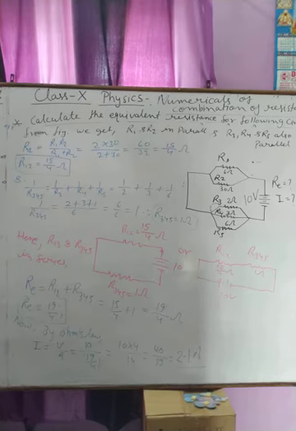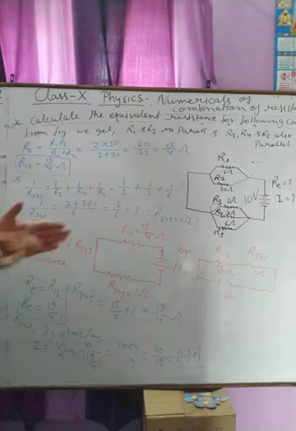This is how to solve the problem based on the combination of circuit. Okay student, I am telling you about how to get minimum current and maximum current. For getting the minimum current, solve the circuit in series, and for getting the maximum current, solve the circuit in parallel.